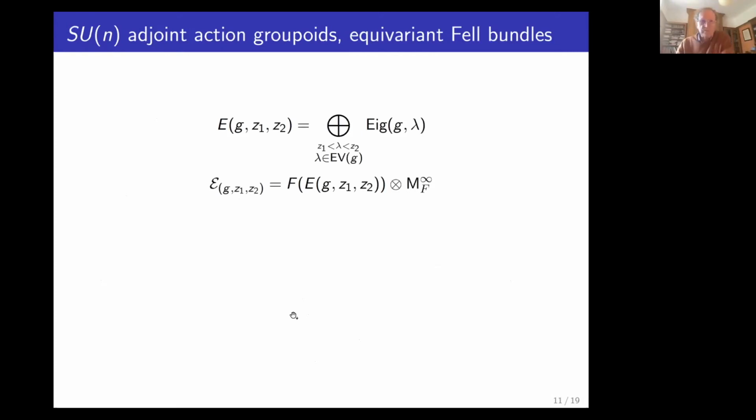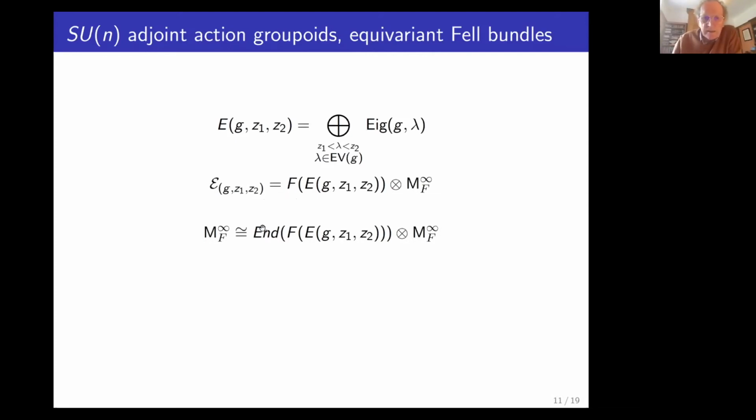So I need to say what it looks like over this point GZ1, Z2, and it's just a matter of taking the eigenspaces between Z1 and Z2 for this matrix G. And because I've removed a point on the circle, there is a notion of orientation. So this makes sense about which points are between which other points. So then we define E to be this, and this gives me a bundle.